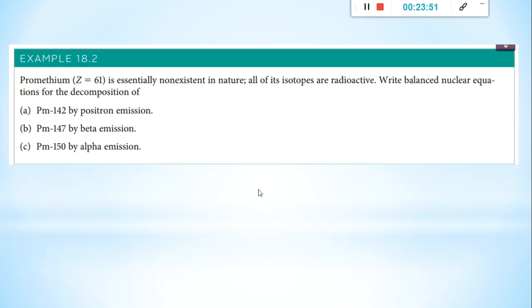So let's try to answer some problems. Promethium with atomic number of 61 is essentially non-existent in nature. All of its isotopes are radioactive. Write balanced nuclear equations for the decomposition of A, promethium 142 by positron emission, B, promethium 147 by beta emission, and C, promethium 150 by alpha emission.